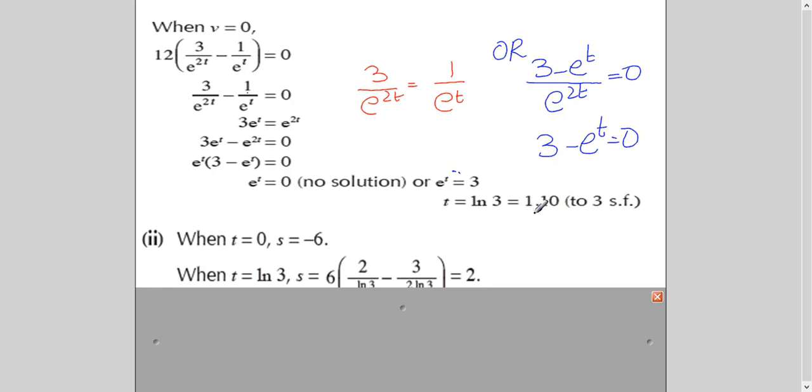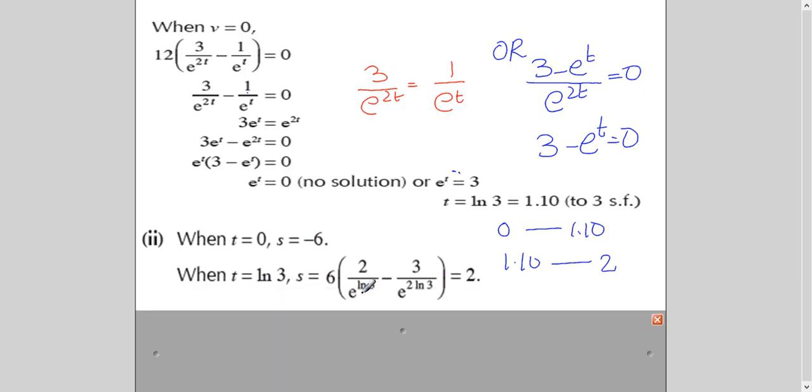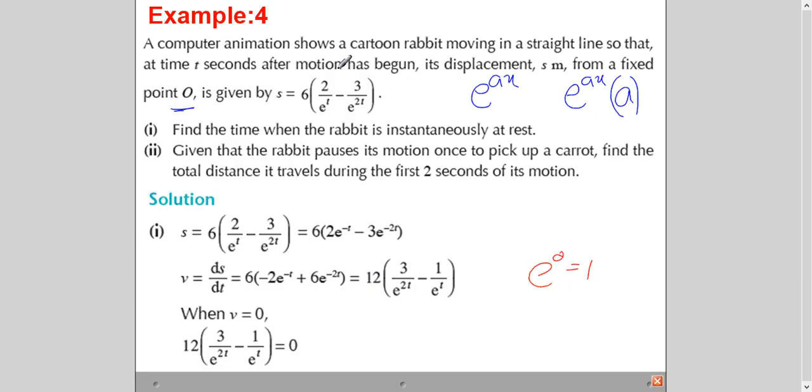So it means when we are calculating distance, we have to calculate from 0 seconds to 1.10 seconds, and then from 1.10 seconds to 2 seconds. So in 2 slots, we will find out just the way we have done in the previous example. So we are using the exact value ln3 in the displacement equation, right? This is the displacement equation. If you want to see, it is here. So we are using this equation.